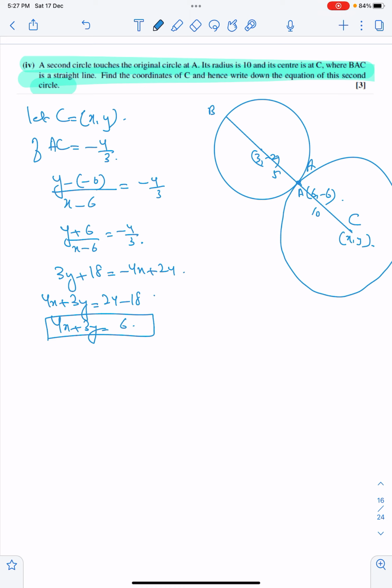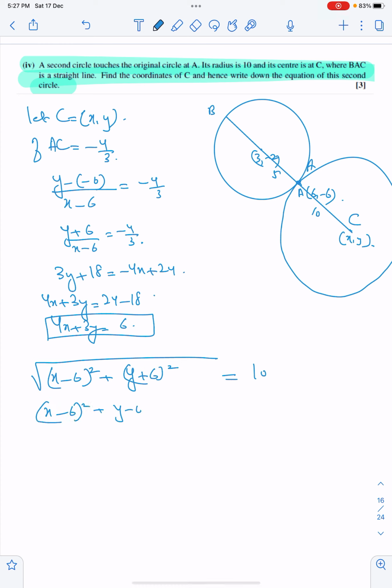I have to make another equation. I can use the distance formula here. I know that the distance of these 2 points is 10 units. So distance formula: the square root of x minus 6 the whole square plus y plus 6 the whole square equals 10. Squaring both sides, 100 on this side, and on the other side you've gotten rid of the square root. Now I have to solve these two equations simultaneously.